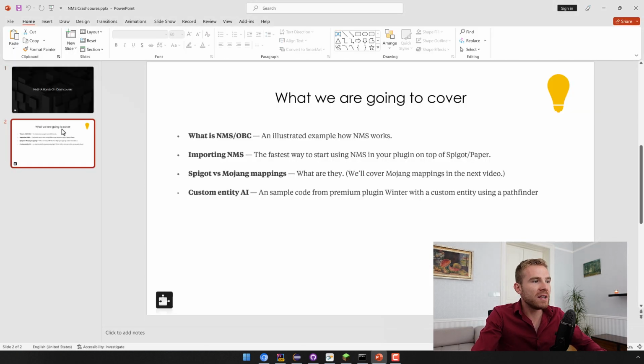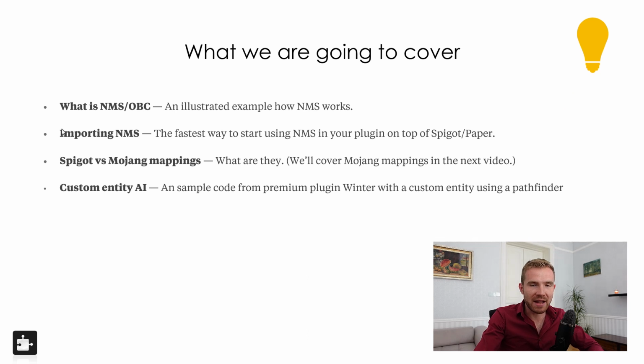Now, what are we going to cover today? I'm going to be explaining what NMS, or OBC, which not a lot of people know, is, and I'm going to be giving you an illustrated example of it. Then we're going to be talking about the best and the fastest way to start using NMS in your plugin on top of Spigot and Paper.